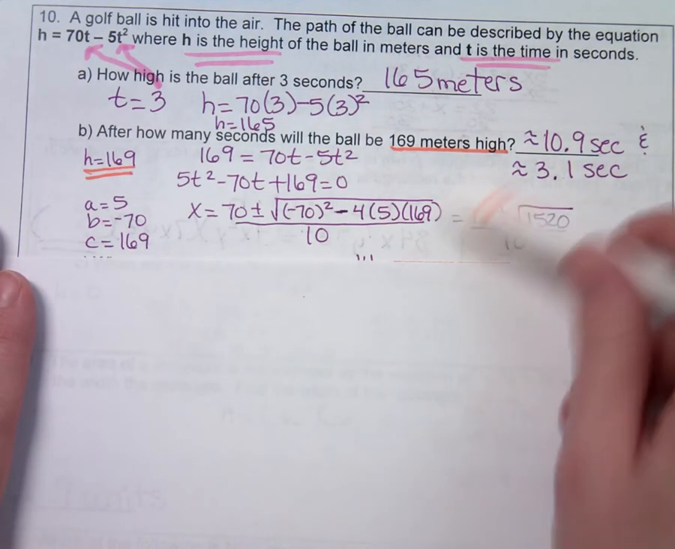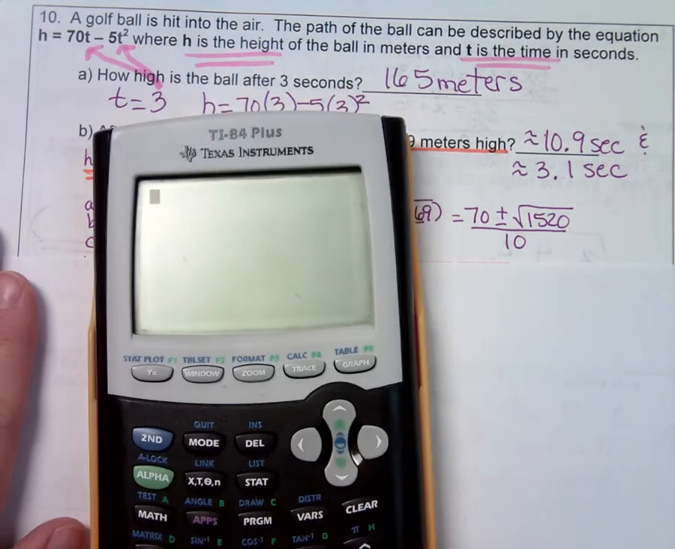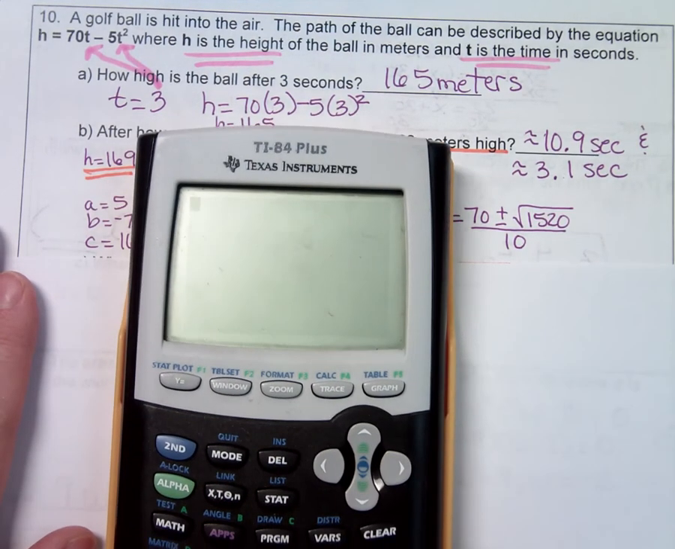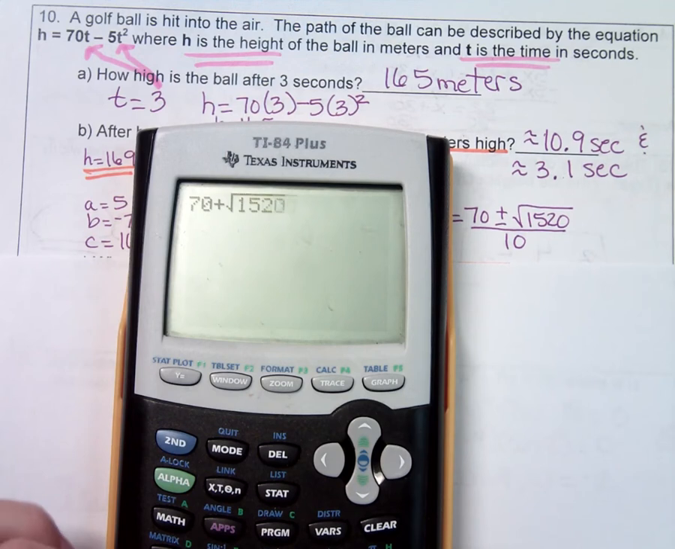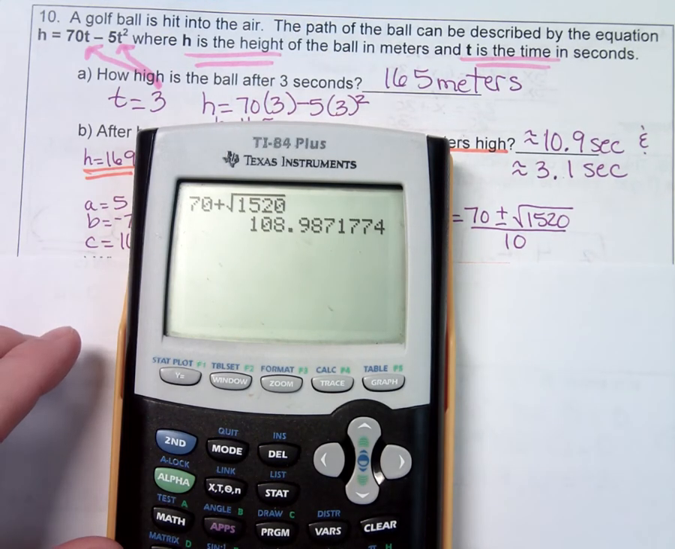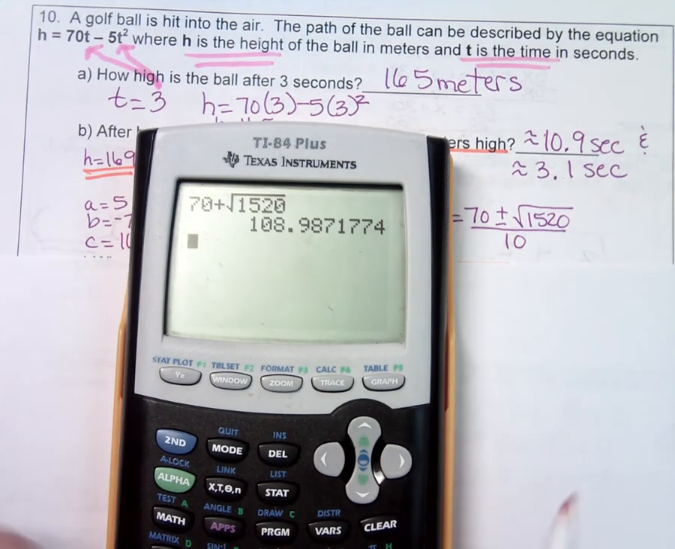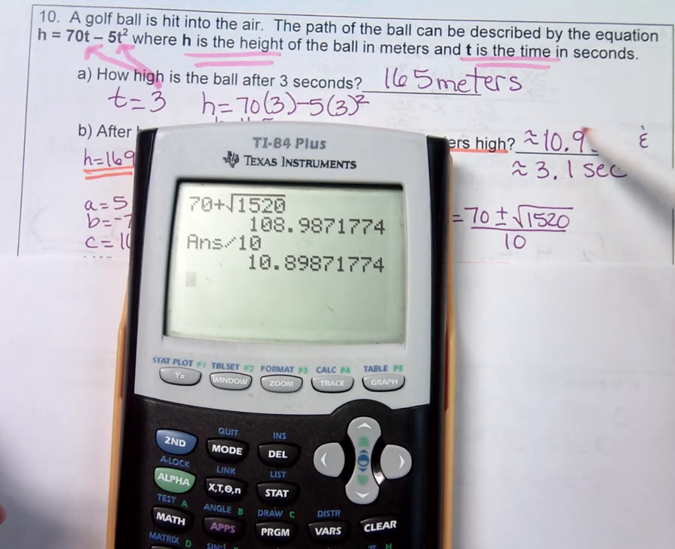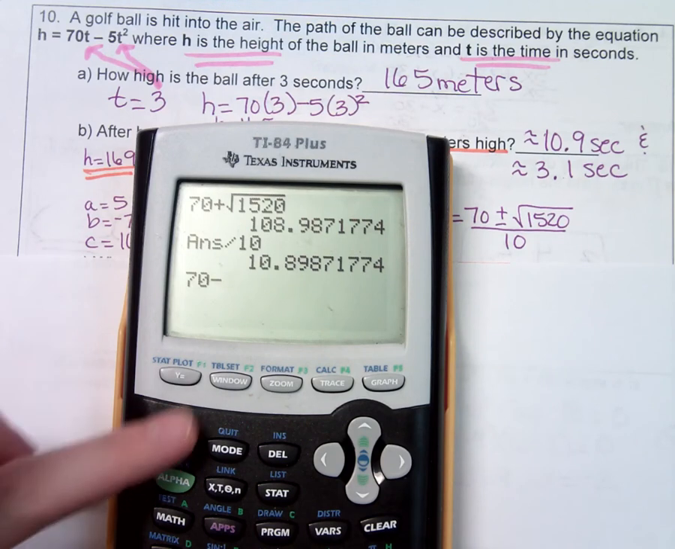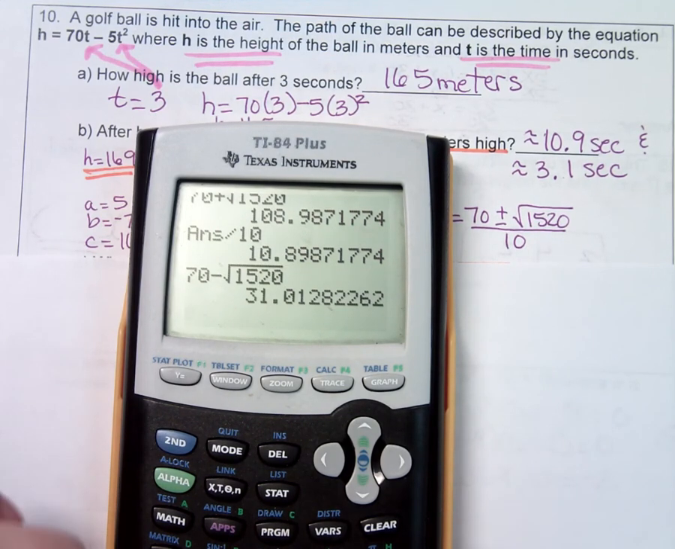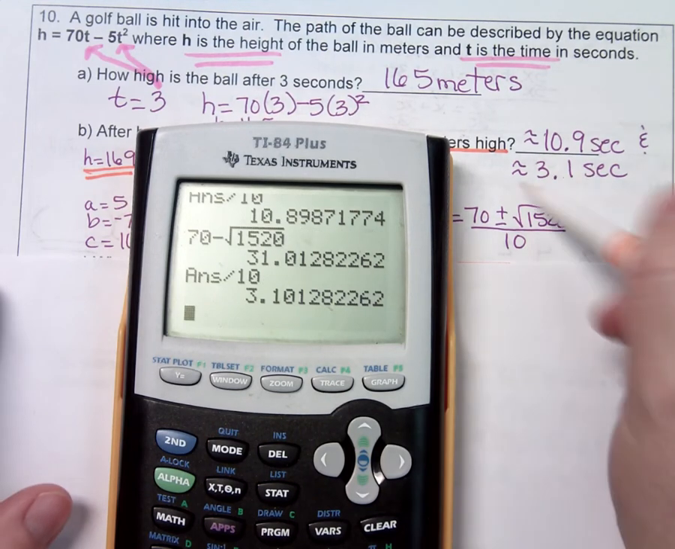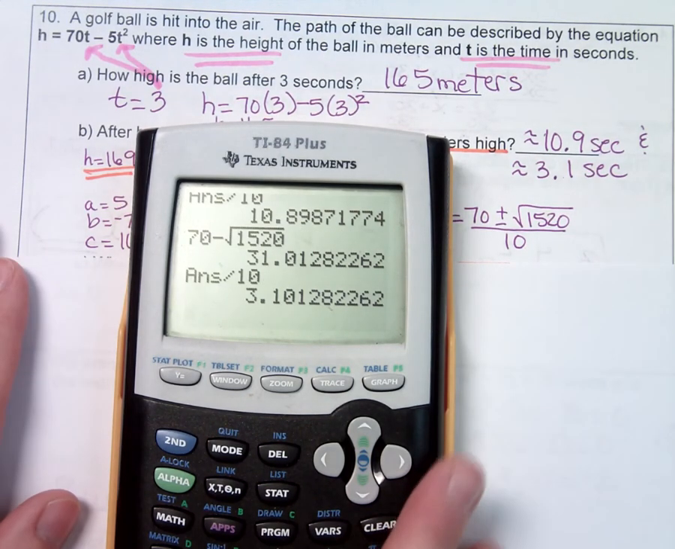So just to show you how to plug this in your calculator, just in case you're not certain, I first would go 70 plus square root of 1520. I hit enter, and then I still have to divide by 10. And if I round that to the nearest tenths, you get 10.9. To get my next answer, I'm going to do the same thing, but it's going to be 70 minus square root of 1520. And then when I get that answer, I divide by 10. And if I round to the nearest tenths, I get 3.1.